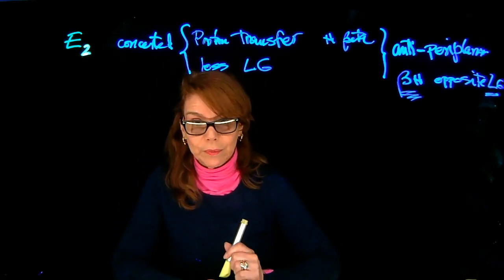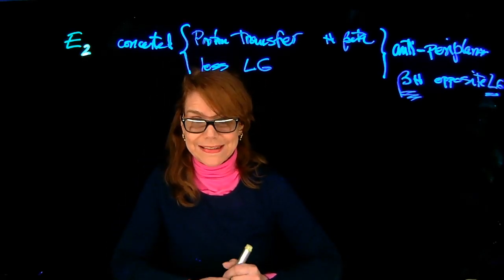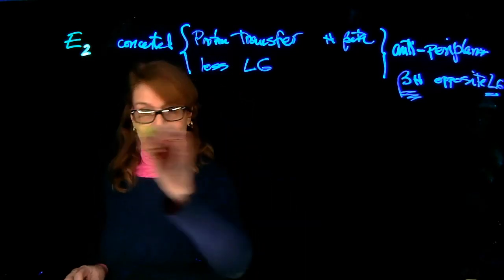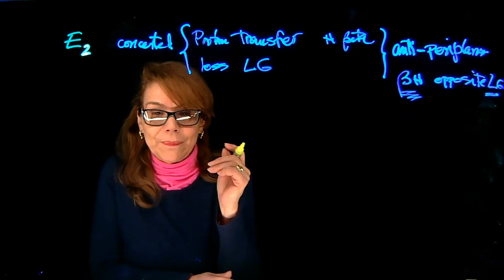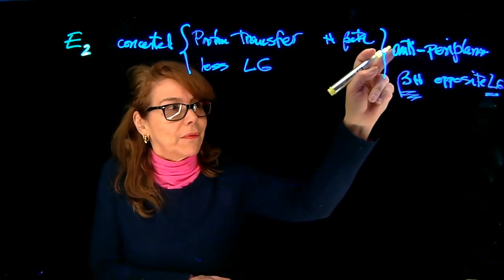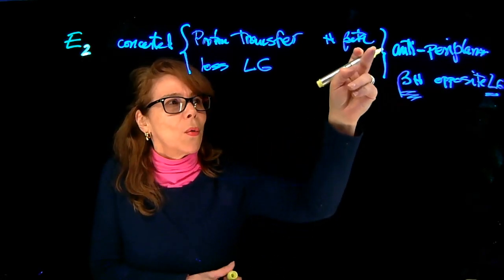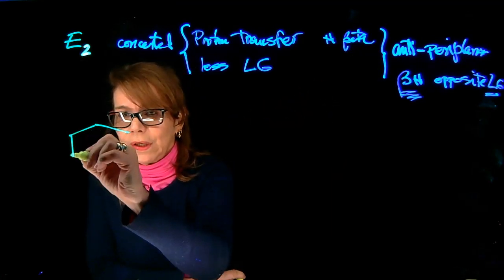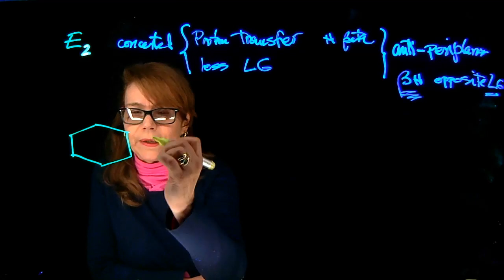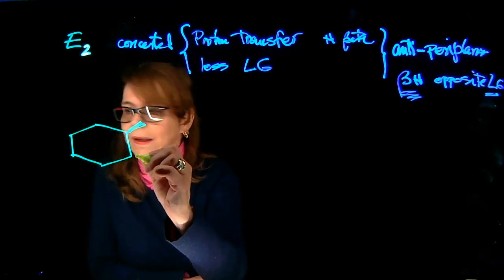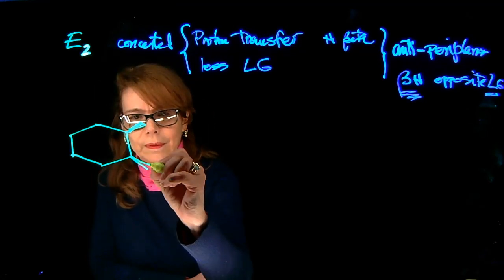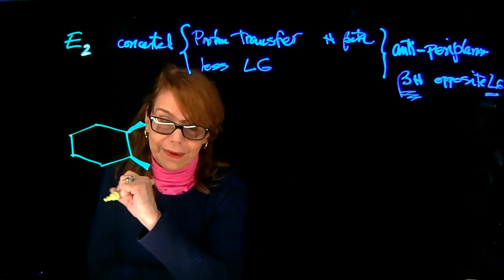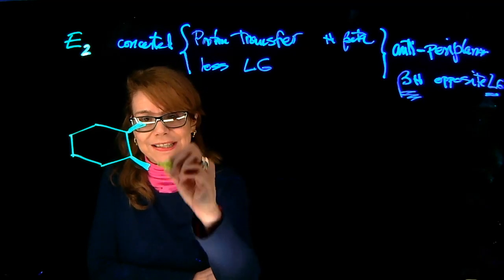We're going to do one more problem, this time using a cyclohexyl halide, to illustrate what the predicted products are when we have a specific compound and need the anti-periplanar configuration. Let's say I have this compound, 1-chloro-2-methylcyclohexane, but it's also cis.